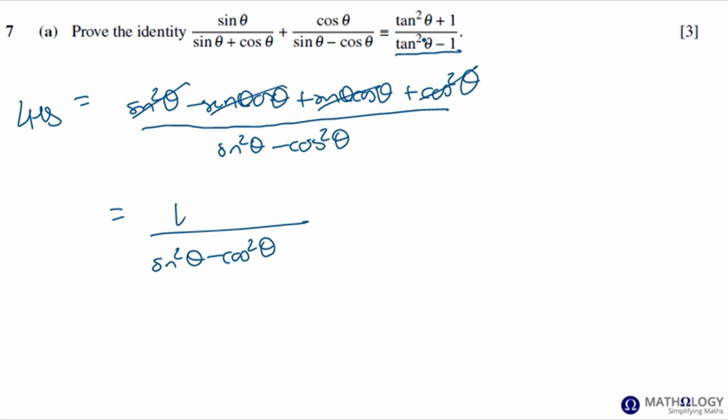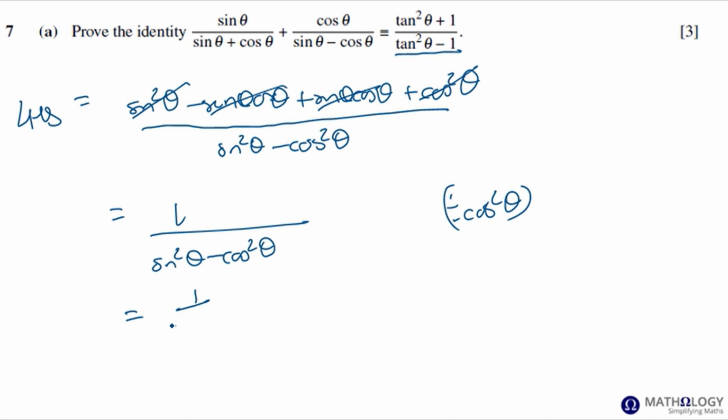Now, the fact that we need a tan squared out of this on the right hand side, we're going to divide the numerator and the denominator by cos squared theta. How you go about manipulating and showing that this is going to equal tan squared theta plus 1 over tan squared theta minus 1 is up to you. This is just one approach, dividing by cos squared theta.